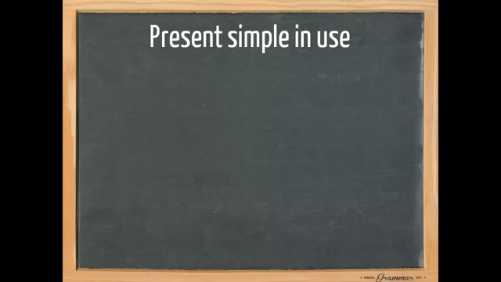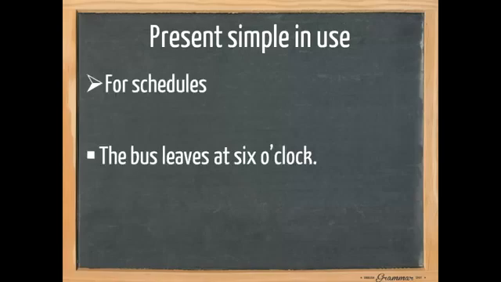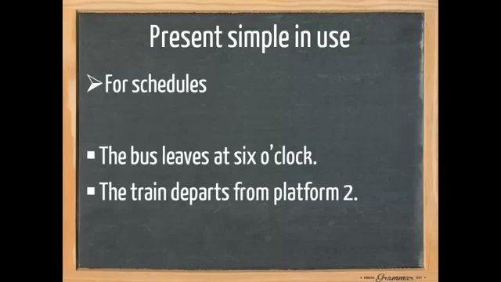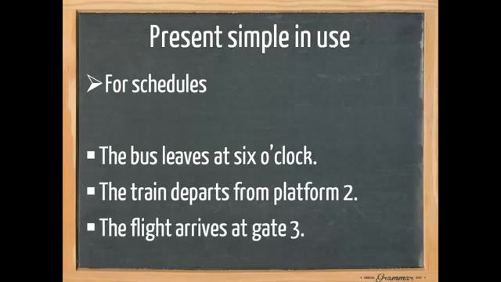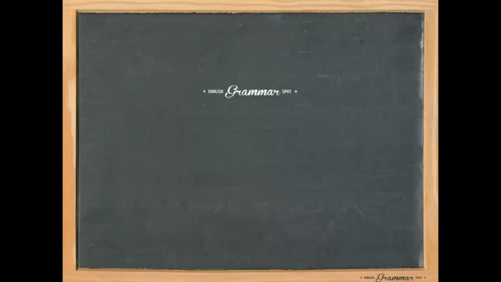Finally, we use the present simple for schedules. The bus leaves at 6 o'clock. The train departs from platform 2. The flight arrives at gate 3.